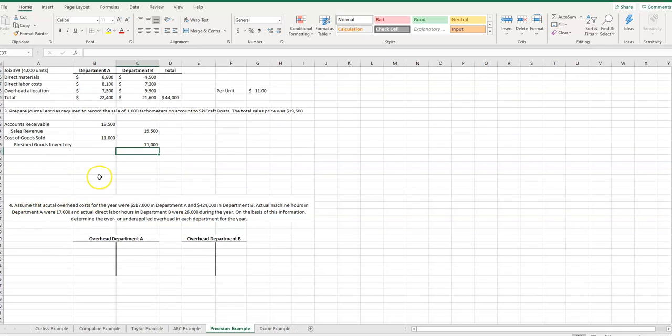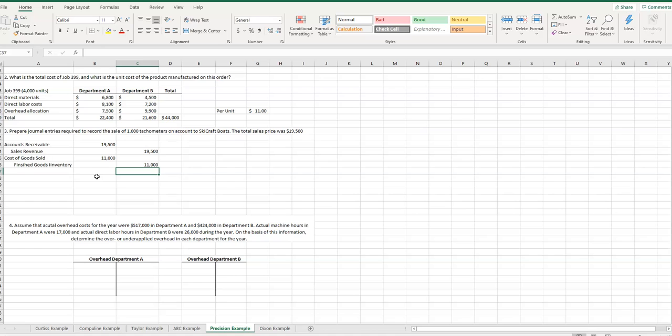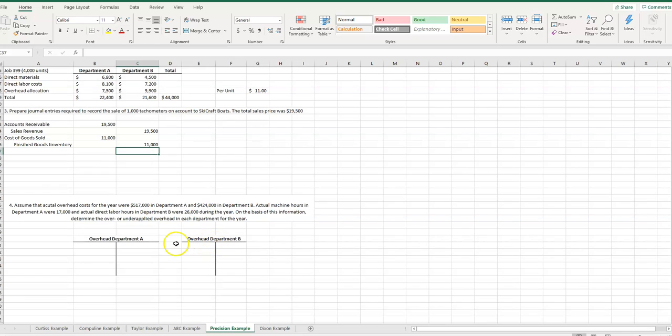Number 4 says, assume that actual overhead costs for the year were $517,000 in Department A and $424,000 in Department B. Then actual machine hours in Department A were 17,000 and actual direct labor hours in Department B were 26,000. We're going to determine what the over or under applied overhead in each department for the year was. So remember, when we record actual overhead costs, we're going to debit overhead for actual overhead costs. And then we credit overhead with our applied costs.